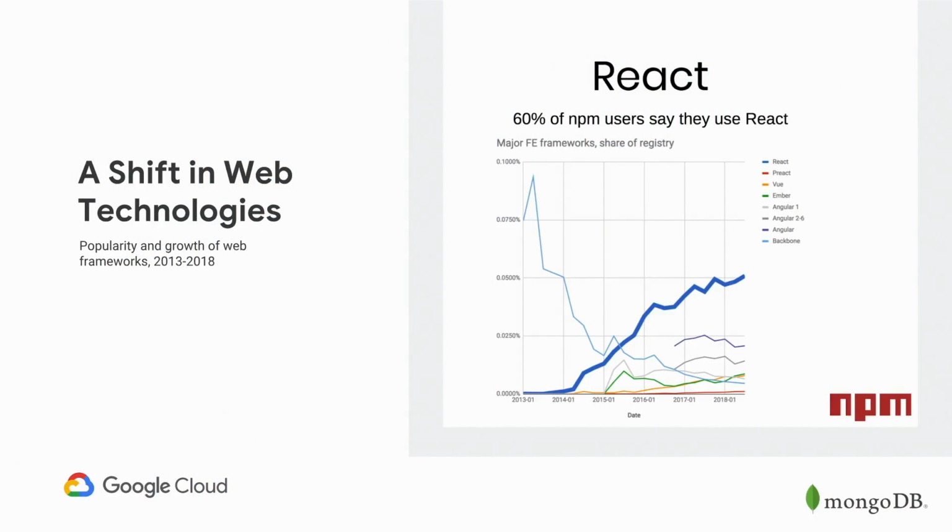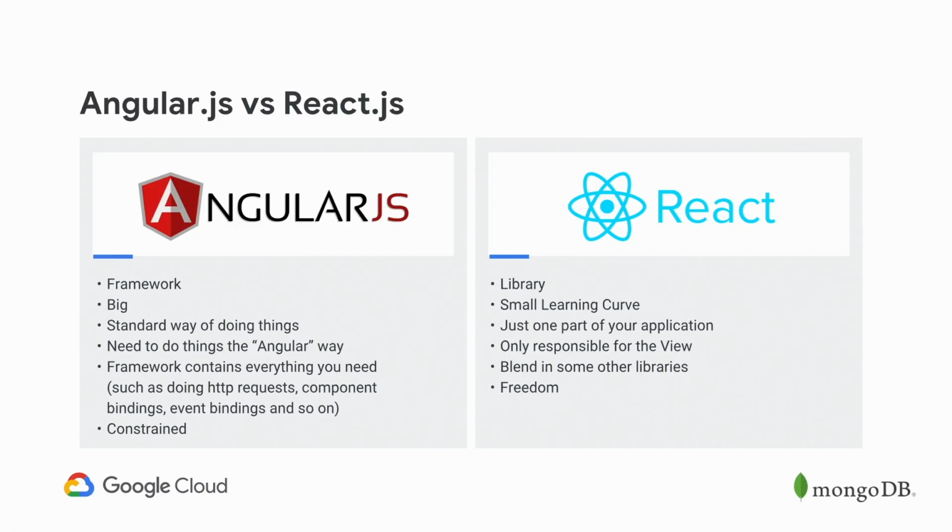But the web has been changing. There is a shift in web technologies. On NPM, 60% of users say that they are using React today. So React has been rising in popularity, and there are some good reasons for that. A quick discussion of how AngularJS compares to React. Again, it's not an apples to apples comparison. They are different, and they are both great in their own accord.